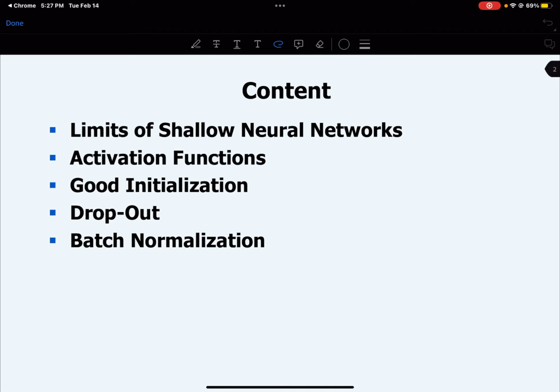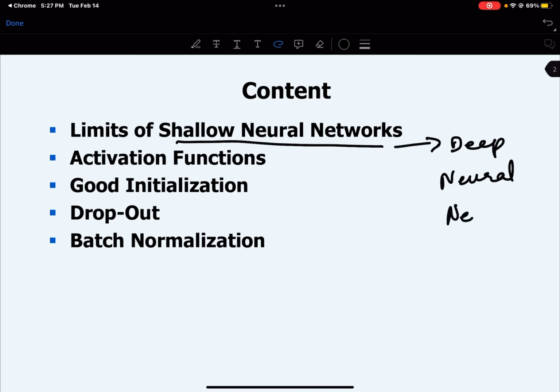The contents we are going to cover today are the limits of shallow neural networks and why we move to deep neural networks. What are the limitations that lead us away from shallow neural networks?